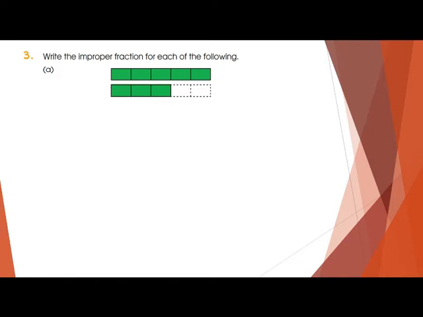For the third question, what do we have? Write the improper fraction for each of the following. How will you write it? First of all, count how many parts there are. 1, 2, 3, 4, 5. 5 pieces make the one whole. And how many are shaded? 3 are shaded and 2 are missing.